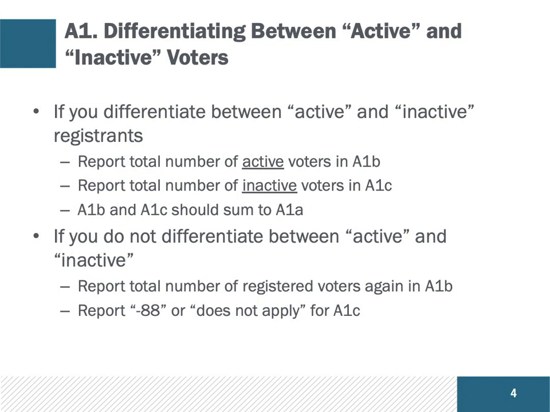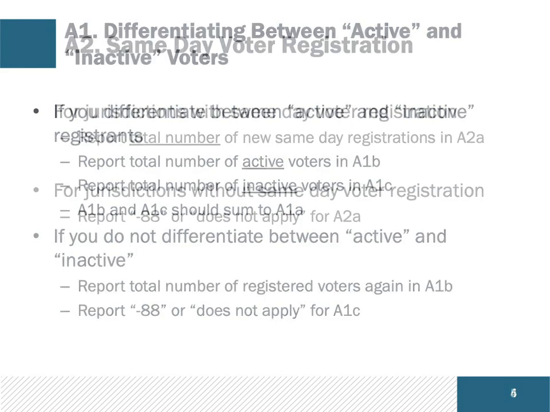However, if your jurisdiction doesn't count inactive and active voters separately, then you will again report the number of registered and eligible voters in question A1B, so that A1A and A1B will report the same number. Then for A1C, you will enter -88 if you're using the Excel data collection template, or select the Does Not Apply checkbox if you're using the online data template.